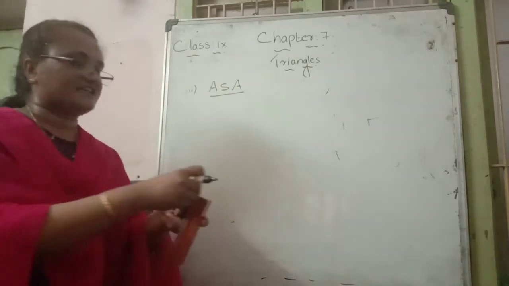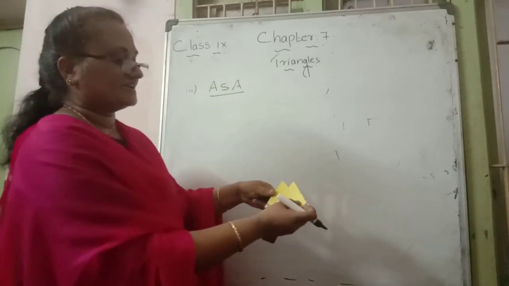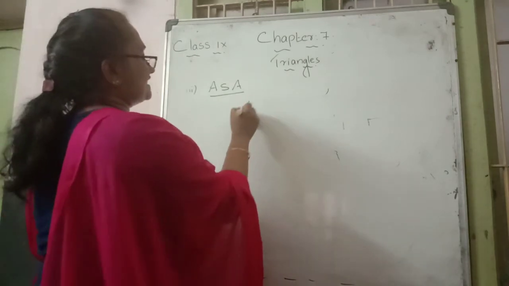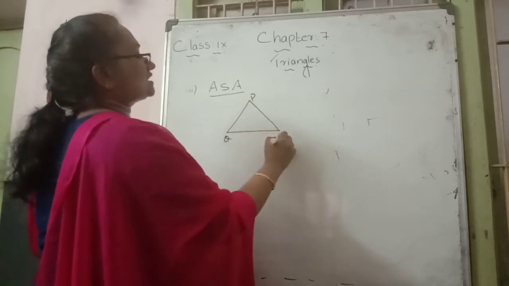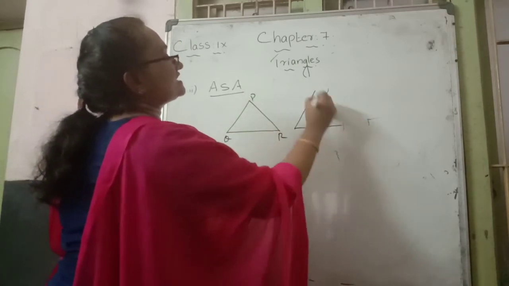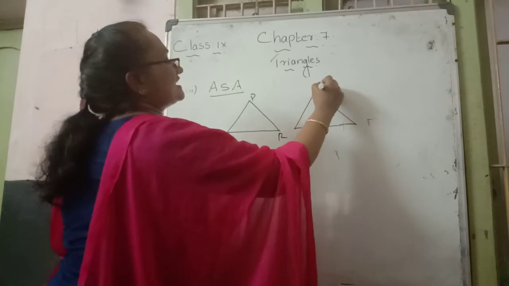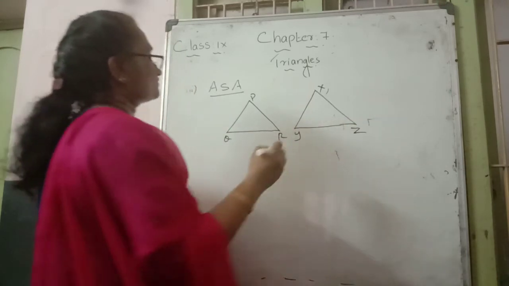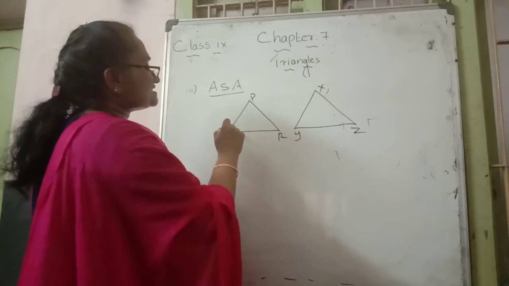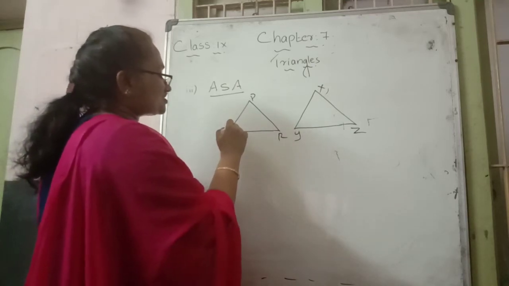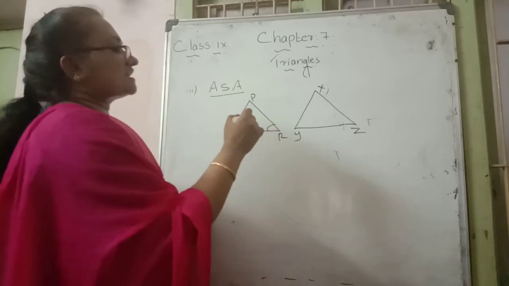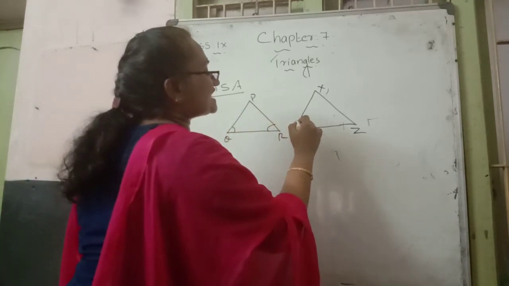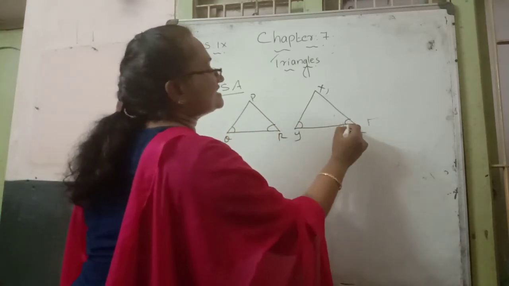Two angle and one side case. Here, see two angles. I consider two triangles. The first is PQR, and the second triangle, take it as XYZ. Here two angles means, with respect to the first triangle, Q angle and R angle are corresponding equal to which angles? Y angle and Z angle.